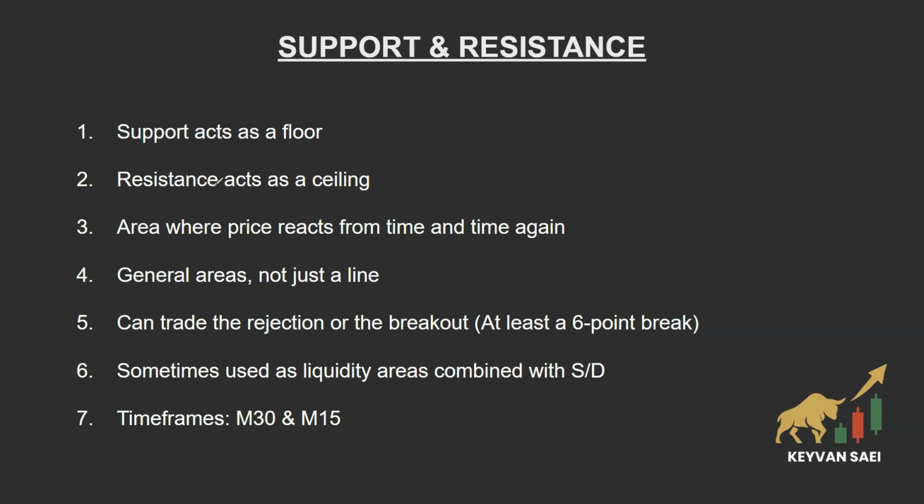Now, the second point obviously is resistance, which is the opposite, it just acts as a ceiling. So again, this is the same thing where price just doesn't want to go through and it keeps reacting off usually around the same level, right? It's never really just a line. It's usually just like an area, right? A zone. That's what I always do. It's always like a zone where price reacts up.